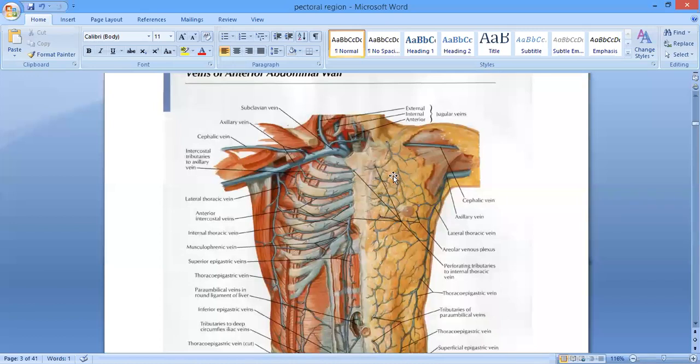Subcutaneous tissue, and that subcutaneous tissue is made up of loose areolar tissue with varying amounts of fat. ठीक है, loose areolar tissue होता है, that is having varying amounts of fat. So here you can see this is the superficial fascia of this region, of the pectoral region, and here you can see it's laden with fat.